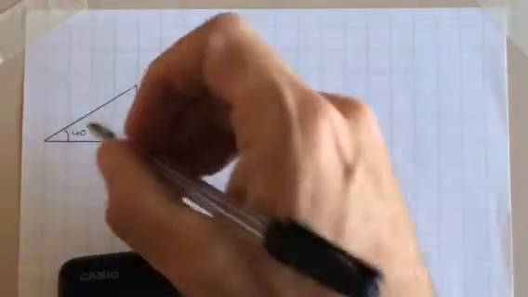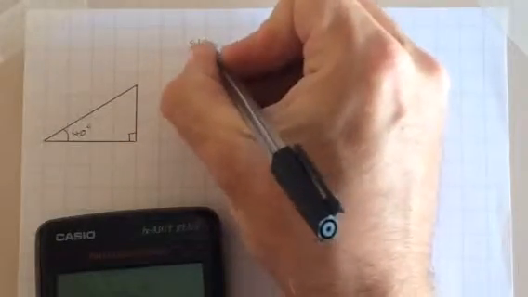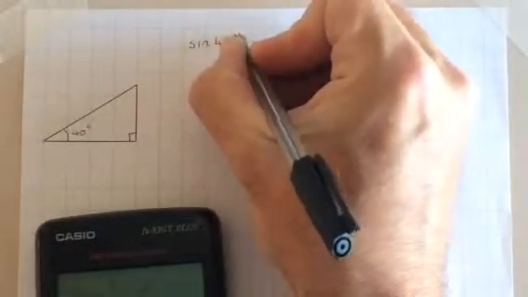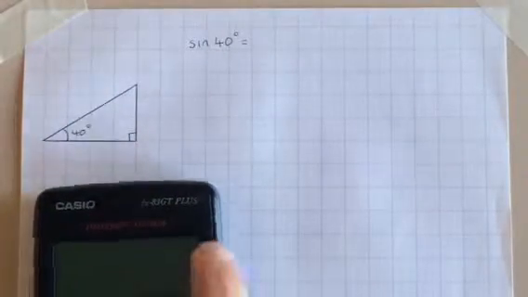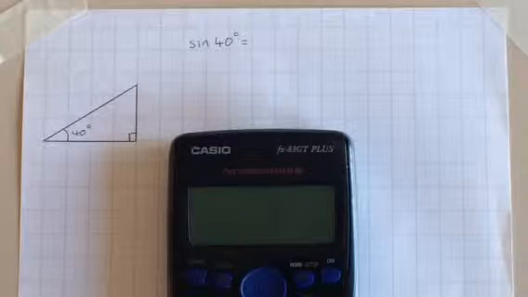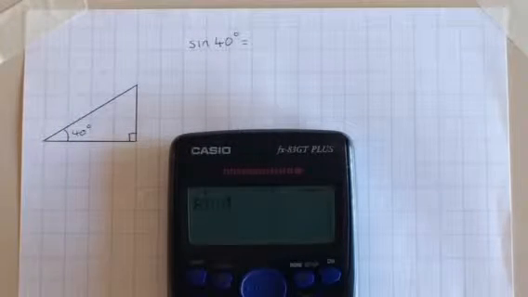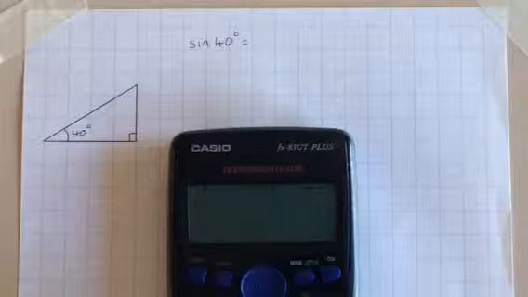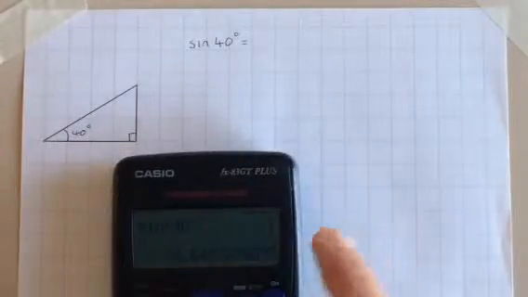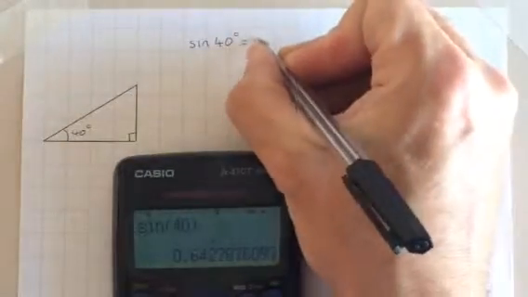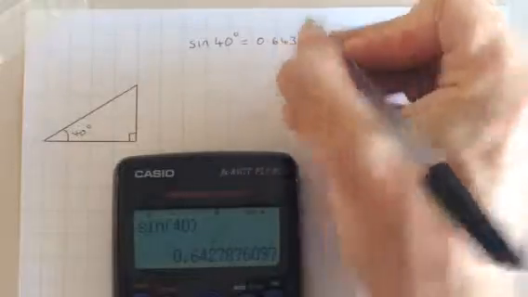Okay, here we've got a right-angled triangle, and it's got an angle of 40 degrees in it. So I'm going to use my calculator to work out what the sine of 40 degrees is. Sine of 40 degrees equals 0.642787697. We're going to say 0.643, and that's to 3 decimal places.